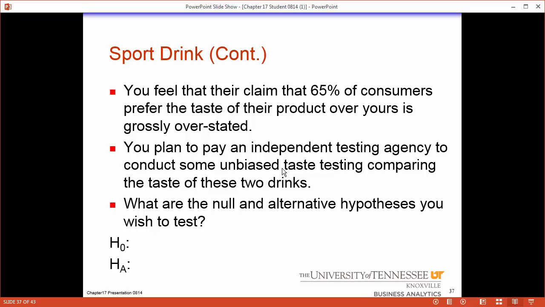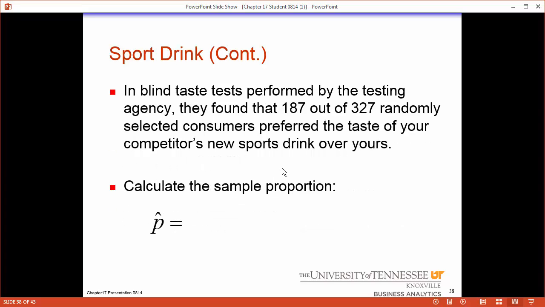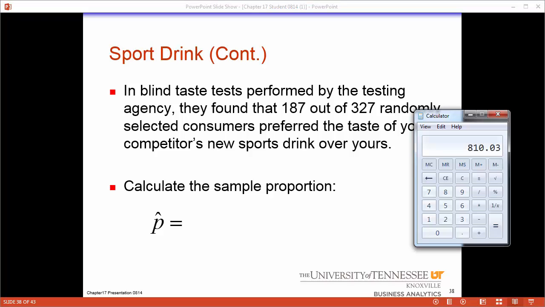We could claim that it's not equal to that also. Let's go with the claim that it is less than that. And we're saying, no, your figure's too high. It's less than that. So we go out and we do the test right here. Our sample size is 327, and we need to find out with 187 people saying they like it.